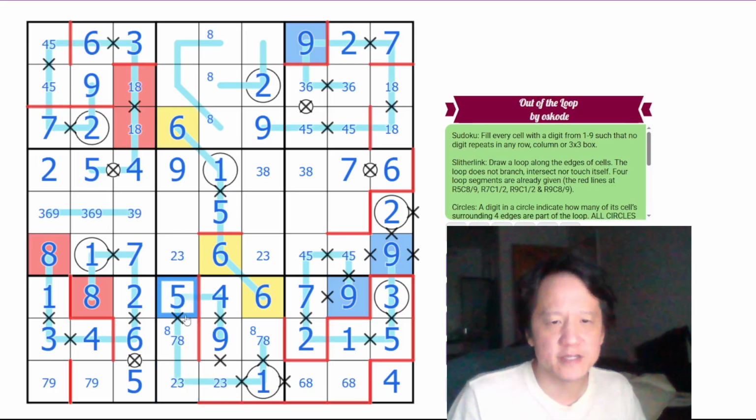So you can't have 5, 7, and 1 adding up to 13 here. This must be 5 and 8, which makes this 7. So the border must be here, which means none of these can be slither linked. So this must go this way.